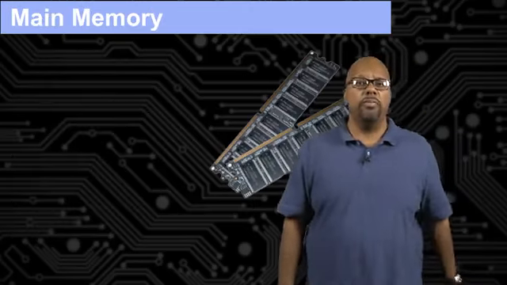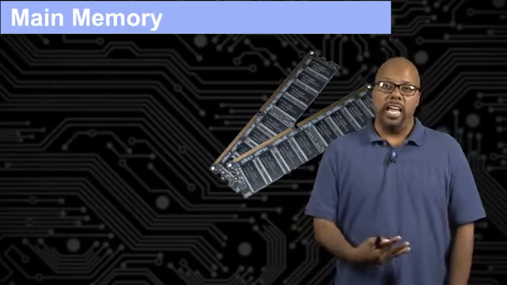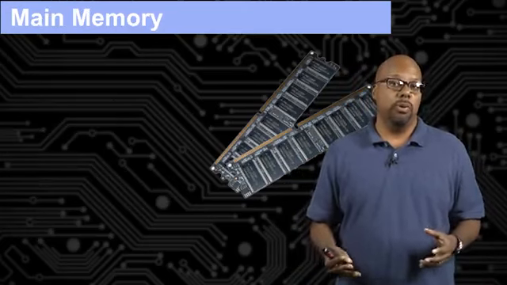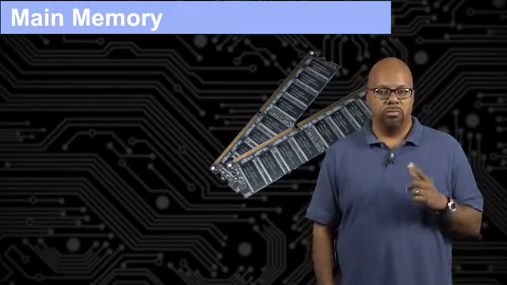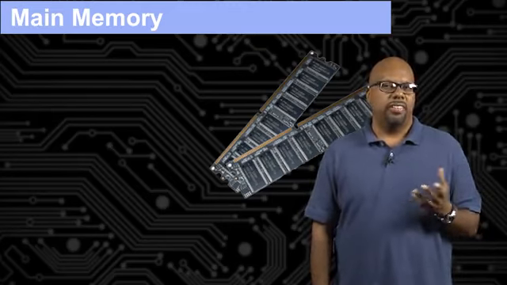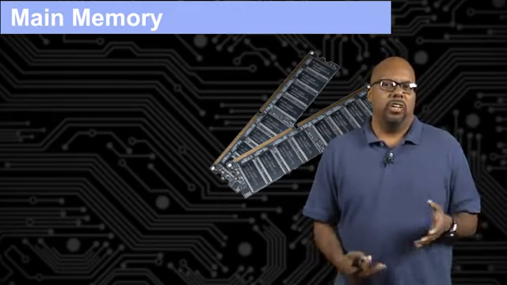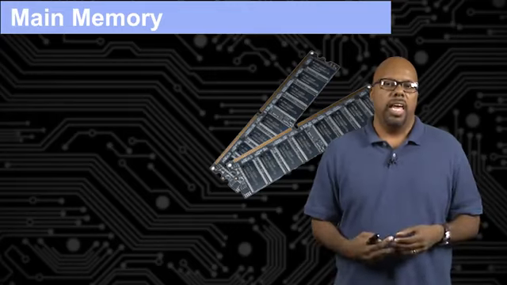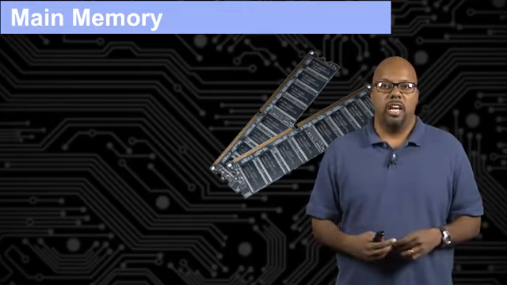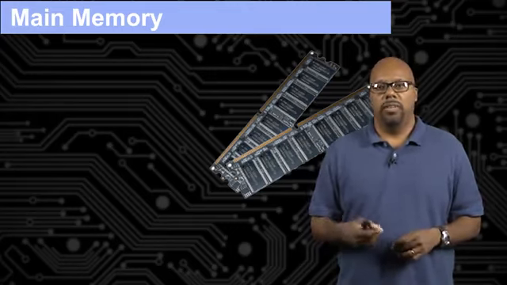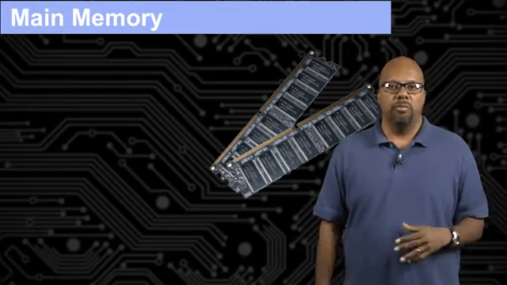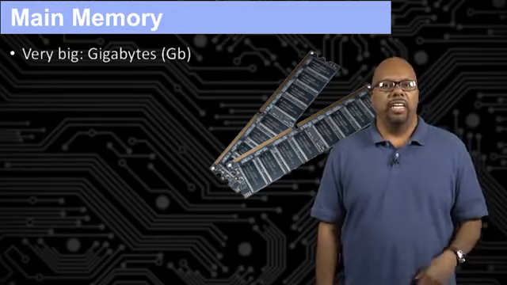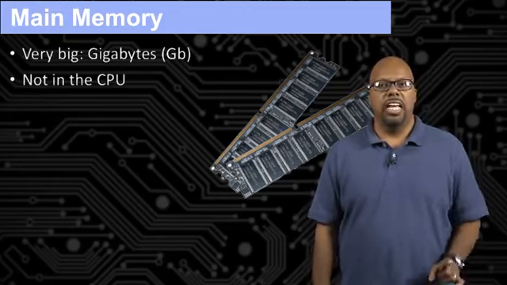Now there's also main memory. Main memory is like cache, except it's bigger and cheaper and slower. You can see the pictures right there of main memory. That's a typical main memory. If you've ever taken your computer and installed memory into your desktop, you'll get something that looks like what you see in the picture, and you can plug it into a slot inside the board. So it's very big, gigabytes of memory, not in the CPU.